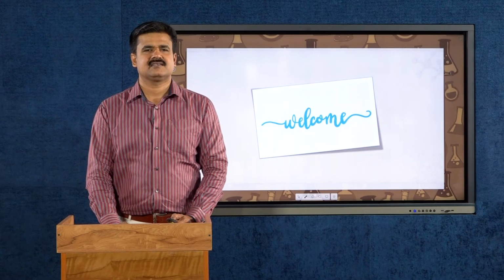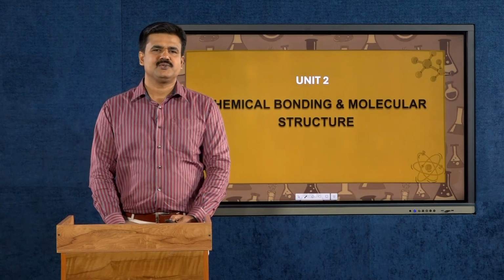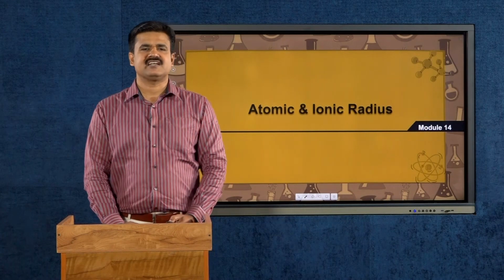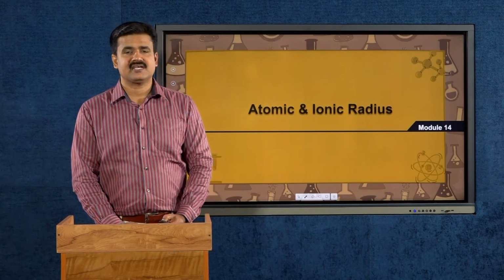Welcome dear learners. We are continuing Unit 2, Chemical Bonding and Molecular Structure. In the present module we are discussing atomic and ionic radius.